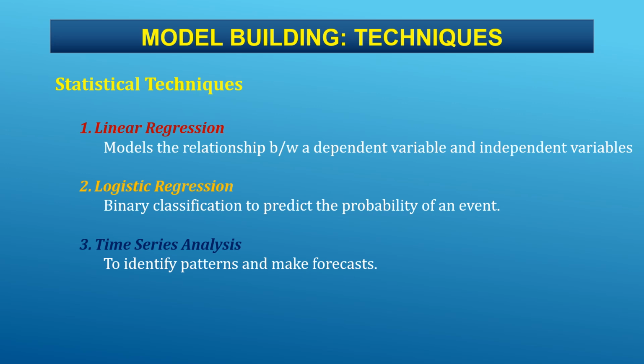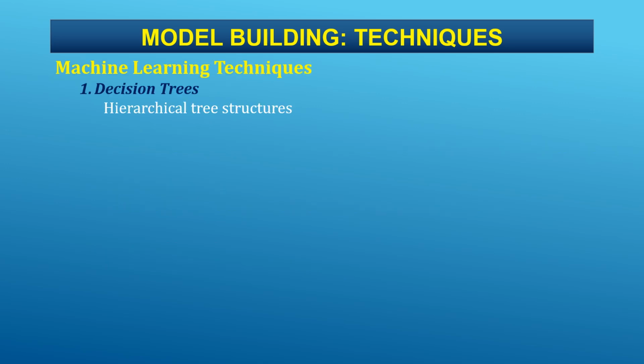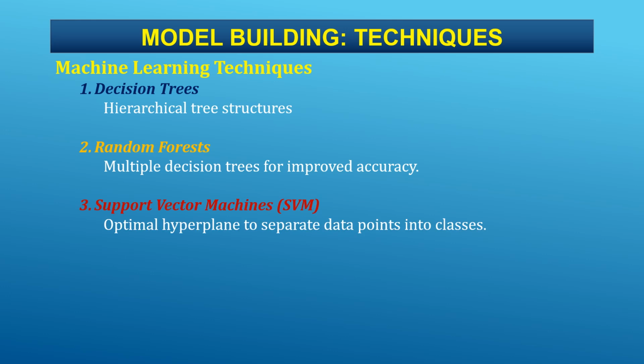Time series analysis: data points collected over time to identify patterns and make forecasts. Example: forecasting stock prices or predicting seasonal sales trends. Machine learning techniques: decision tree, a hierarchical tree structure that recursively partitions data based on features. Example: predicting loan default risk based on customer credit history and financial status. Random forest is an ensemble method combining multiple decision trees for improved accuracy.